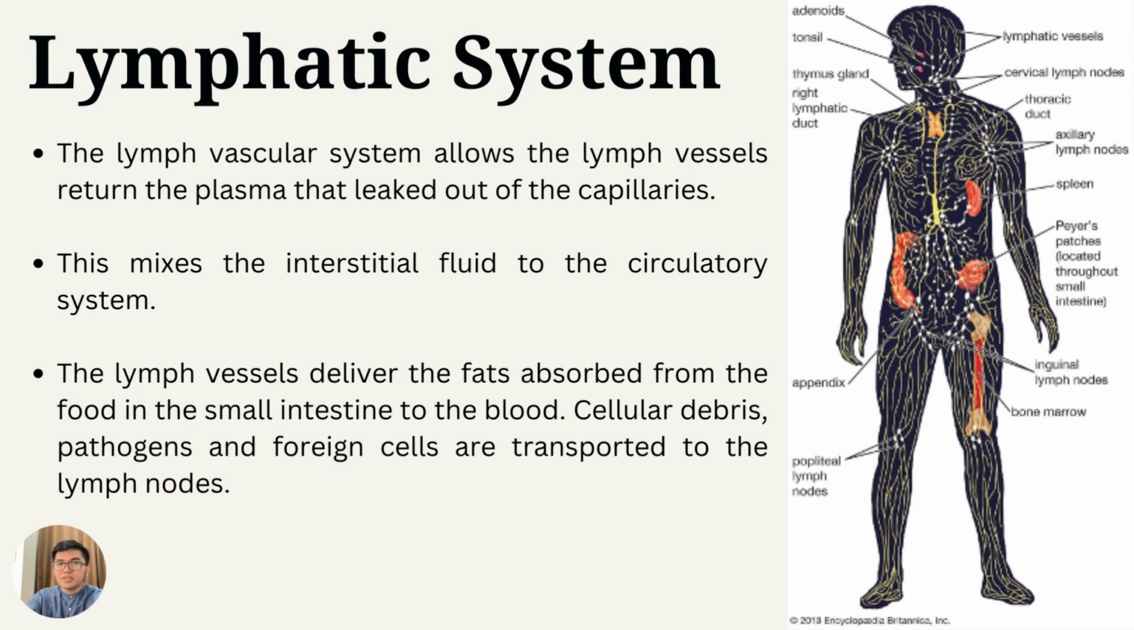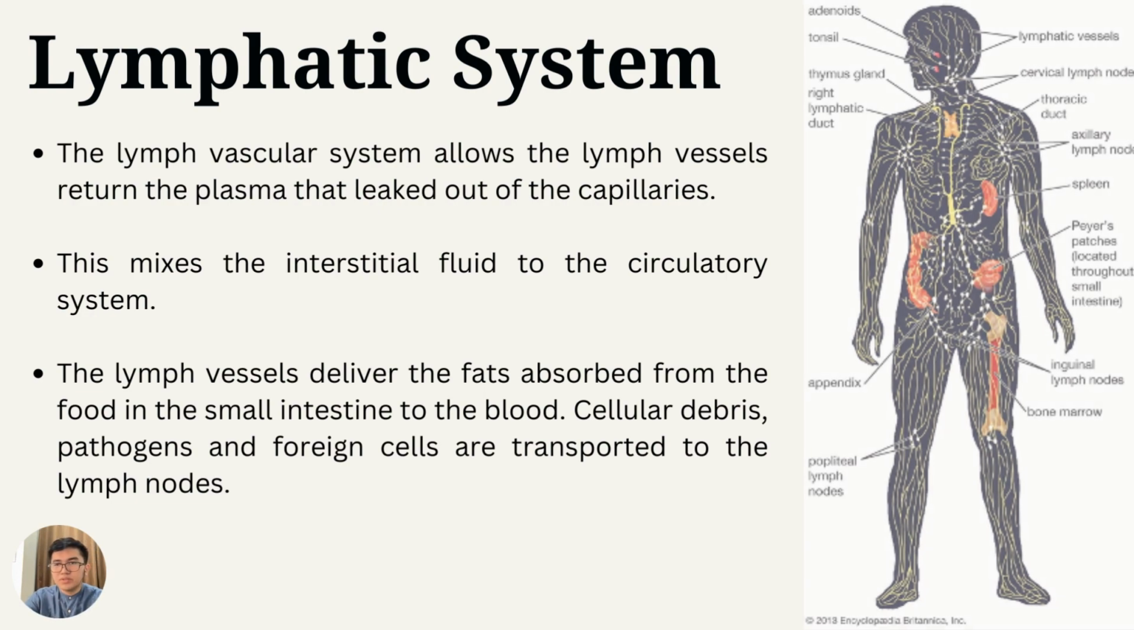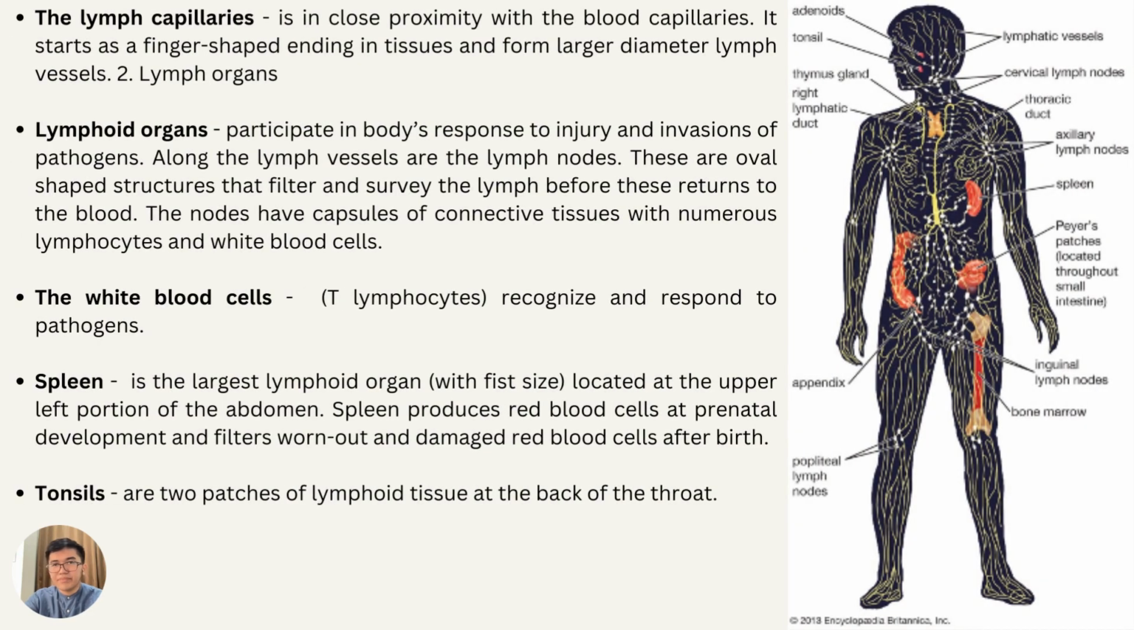The lymphatic system allows the lymph vessels to return the plasma that leaks out of the capillaries. This mixes the interstitial fluid into the circulatory system. The lymph vessels deliver the fats absorbed from the food in the small intestine to the blood. Cellular debris, pathogens, and foreign cells are transported to the lymph nodes. The lymph capillaries are in close proximity with the blood capillaries.